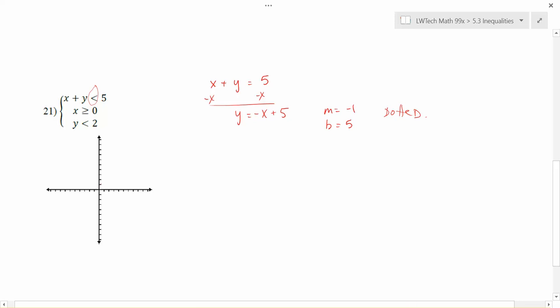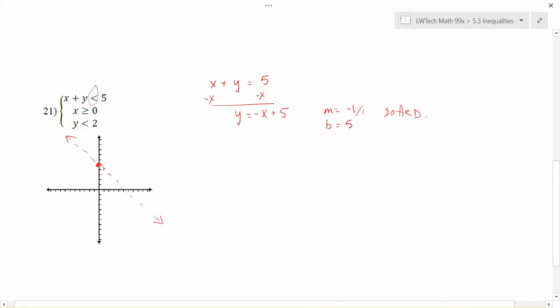So y-intercept of positive 5, 1, 2, 3, 4, 5. There's my original dot. My slope is negative 1. Think of it as negative 1 over 1, down 1 over 1, down 1 over 1. And I can get a dotted line coming down this direction and up this direction. The next thing that I need to have is an area of my graph that's shaded.